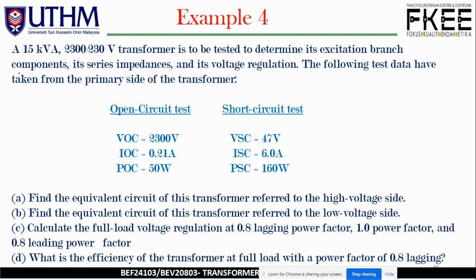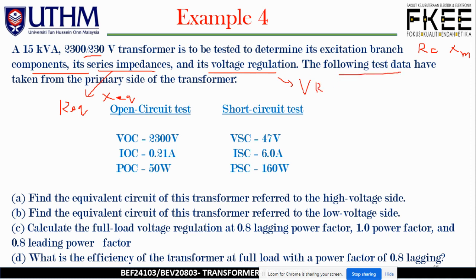Example number 4, a 15 kVA, the apparent power, 2300 over 230 volt. So this is obviously a step down transformer, to be tested to determine its excitation branch components. The excitation branch components consist of Rc and Xm. Its series impedance and its voltage regulation. So the series impedance is Req, right? And also Xeq. And the voltage regulation, of course, the VR.